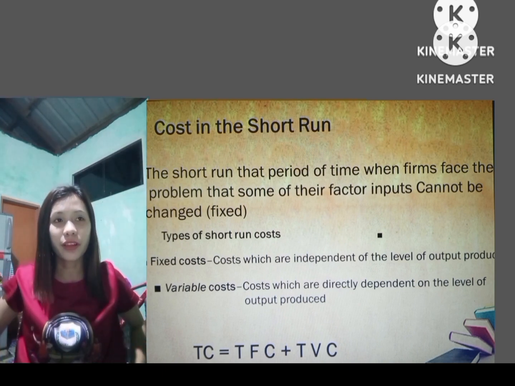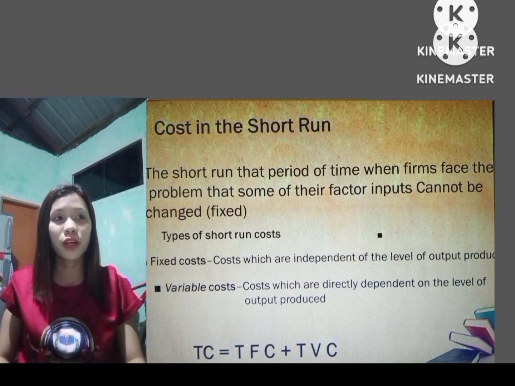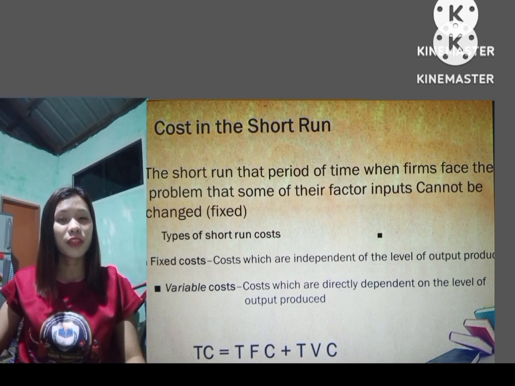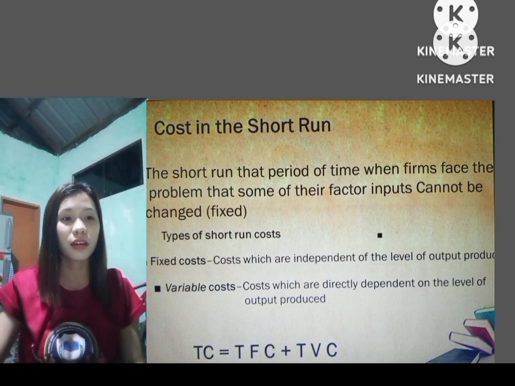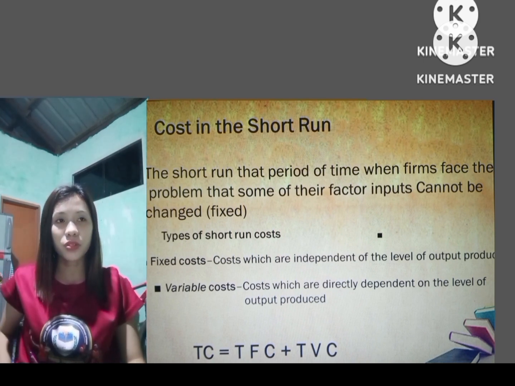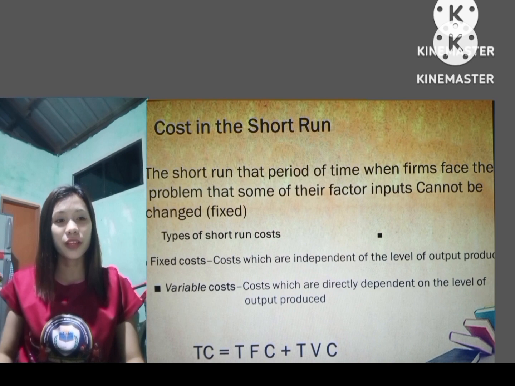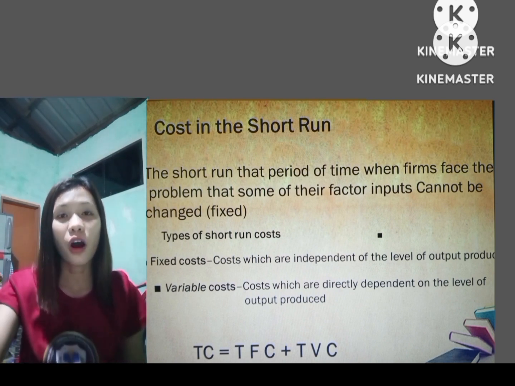Cost in the short run. The short run is that period of time when firms face the problem that some of their factor inputs cannot be changed or are fixed. So, the key aspect of making profit in business, first we need to understand the variable cost and the fixed cost. So, fixed costs are independent of the level of output produced. For example, our land, our rent, salaries, utility bills, insurance, and loan repayments. So that's all examples of fixed costs. Fixed costs are often called overhead.